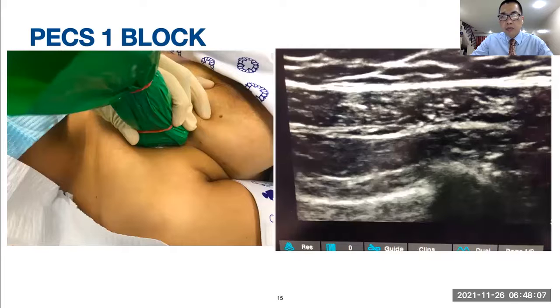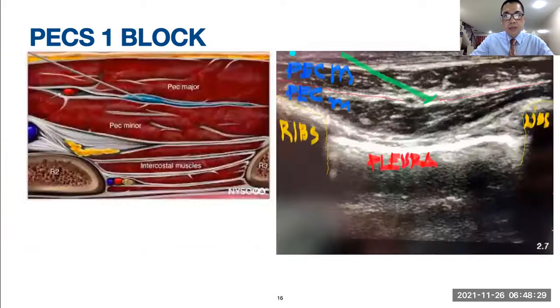PECS 1 block is performed in a supine position. A linear ultrasound probe is placed in the mid-clavicular line below the clavicle, and the probe is moved inferolaterally to the level of the third rib, showing the pectoralis major muscle, the pectoralis minor muscle, and the thoracoacromial artery. Again, this is a picture. If you do an in-plane approach for the PECS 1 block, the local anesthetic is deposited in the clavipectoral fascia.